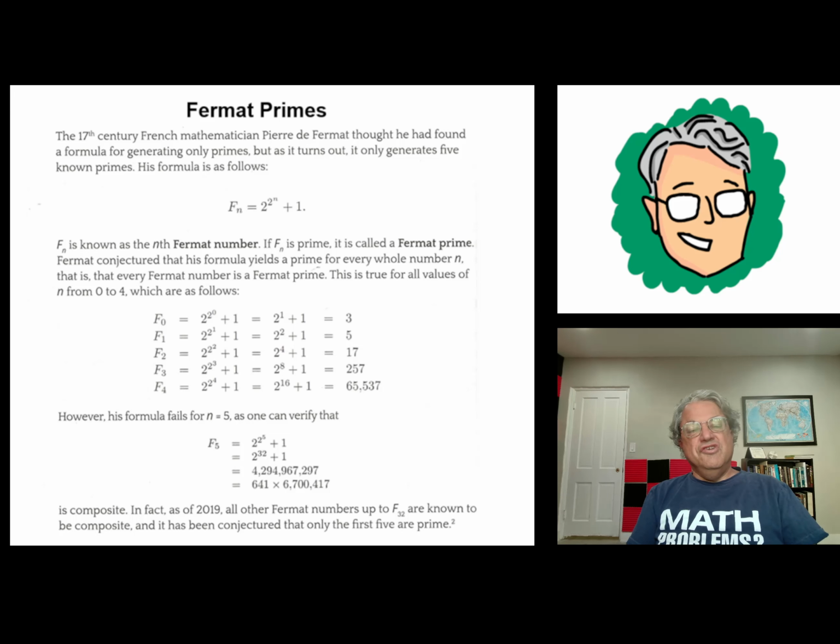But unfortunately, I think it was shortly thereafter discovered that the next one fails. F5, I think it was discovered maybe in the 18th century. I don't know who discovered this. This was composite. It turns out F5, that's 2 to the 5 plus 1, which is 2 to the 32 plus 1. That turns out to be composite. You can write it as the product of two primes, and they're pretty large primes. 641 times 66,700,417. So this number is not prime.